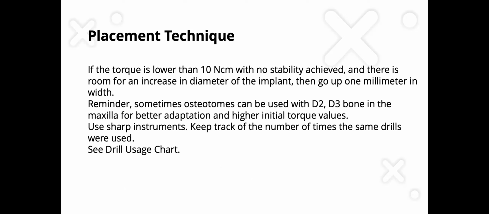So if the torque is lower than 10 Newton centimeters with no stability achieved, and there's room for an increase in diameter of an implant, go up 1 millimeter in diameter. Let's say you have a vital structure at the apex of the implant, but you do have leeway in terms of the diameter of the implant. Go up 1 millimeter in diameter. And remember, sometimes osteotomes can be used, actually most of the time in the maxilla with D2 and D3 bone, so that you can better adapt your implant with higher initial torque values.